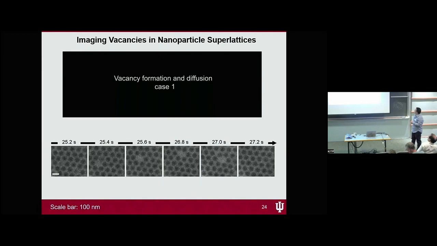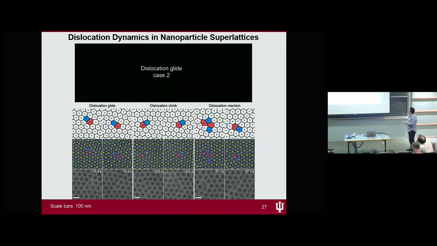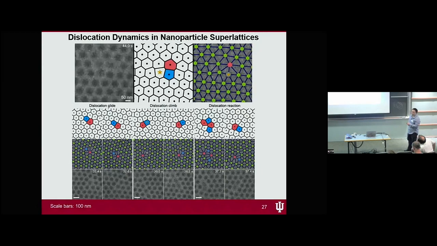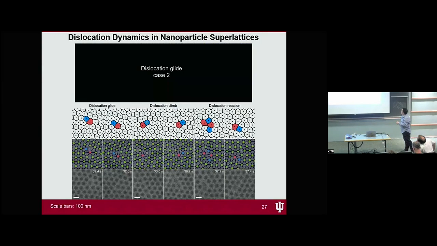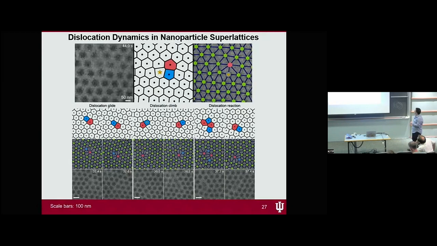The dynamic lattice also allows us to visualize defect generation, migration, and annihilation. Here I show an example of vacancy creation and vacancy diffusion. And we also observe dislocation dynamics. For a two-dimensional hexagonal lattice, the core of a dislocation consists of a pair of 5-coordinate and 7-coordinate disclination sites. Dislocations can glide along the Burgers vector's direction. They can also climb, which involves vacancy participation. Two dislocations can also react with each other, while preserving the vectorial sum of the Burgers vector.